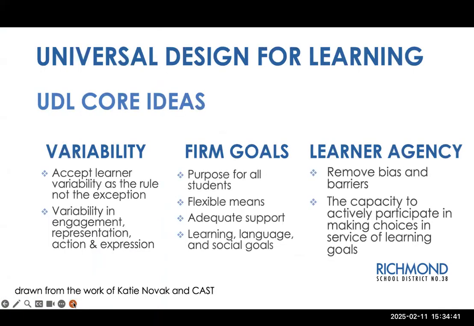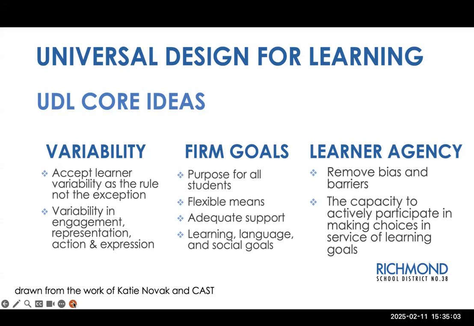So when we think about universal design for learning, we think about these core ideas that we just accept that there will be learner variability in the class. It is the rule, not the exception. We have a range of learners in our classes, how they like to learn, what they like to learn with, and then the different strategies and approaches that they may take.